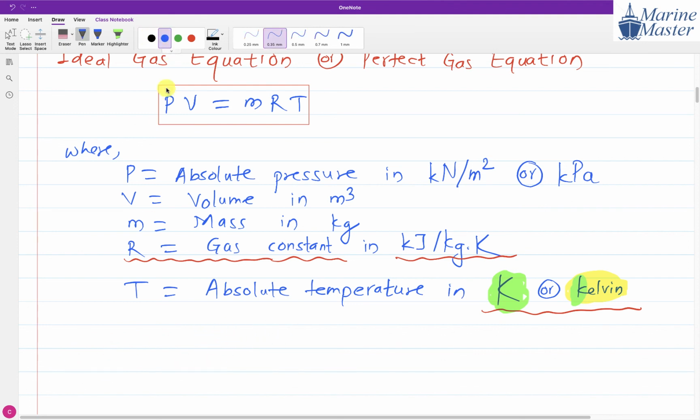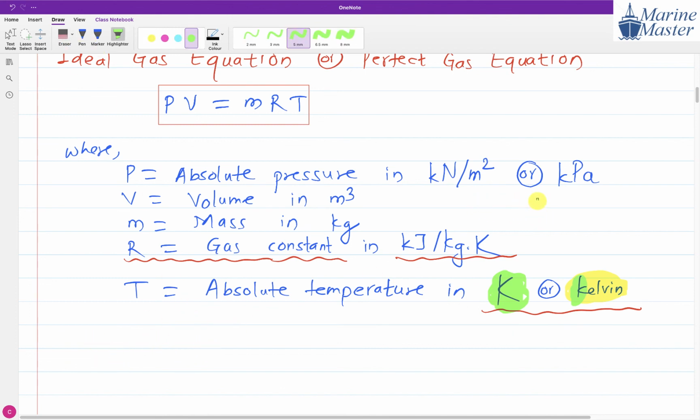Same for the Newton also. If you are using the abbreviation as a unit, then capital N. If you write the full form of the unit, newton, then this n must be small n. Same for the pascal.